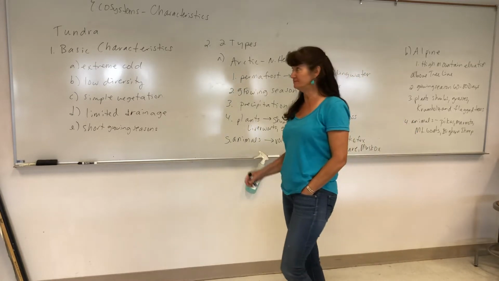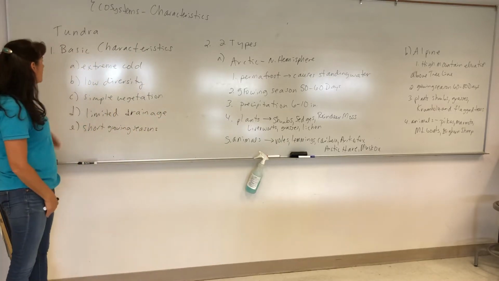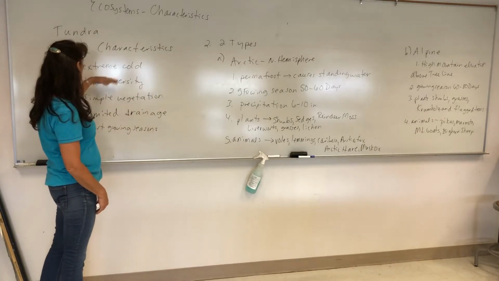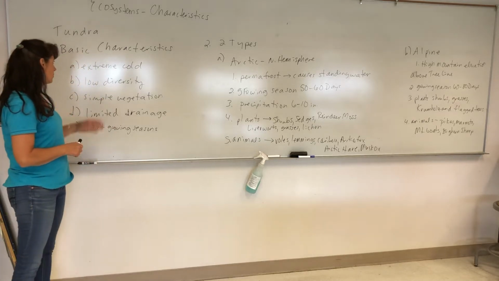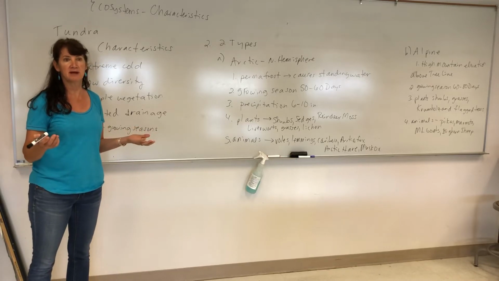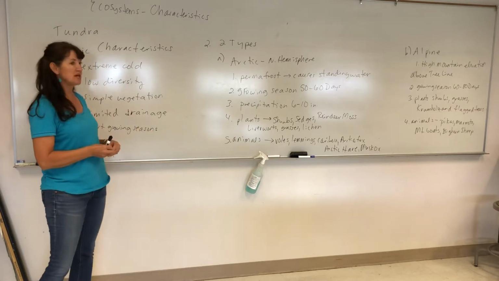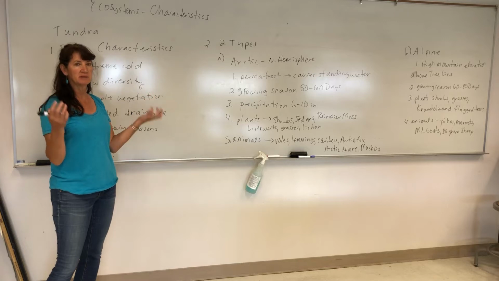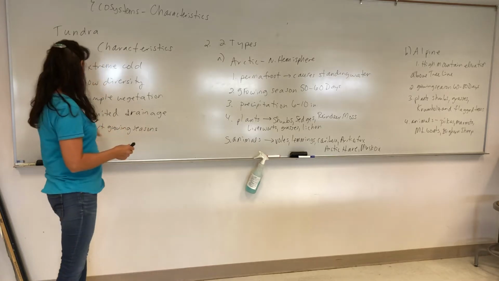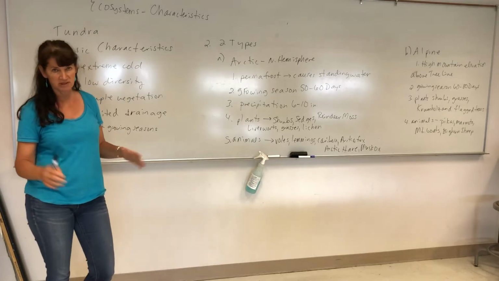Okay, so we're going to start with the tundra. So the tundra has basic characteristics. When we think about the tundra, you have extreme cold, low diversity. What do I mean by low diversity? Low diversity meaning you don't have a lot of diversity of plants and animals. They're very, very simple because the tundra is a really harsh place. Simple vegetation, meaning you don't have a lot of complex plants. They tend to be a few of the same kind of plants and a very simple structure. Limited drainage, which we'll talk about in a second, and very short growing seasons.